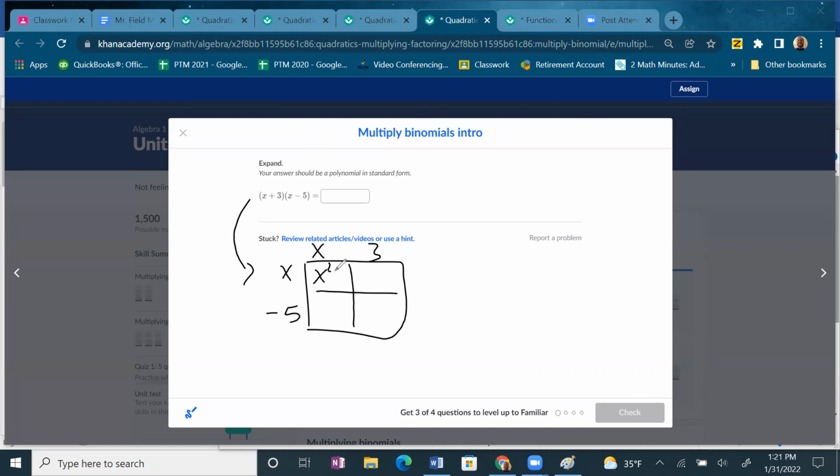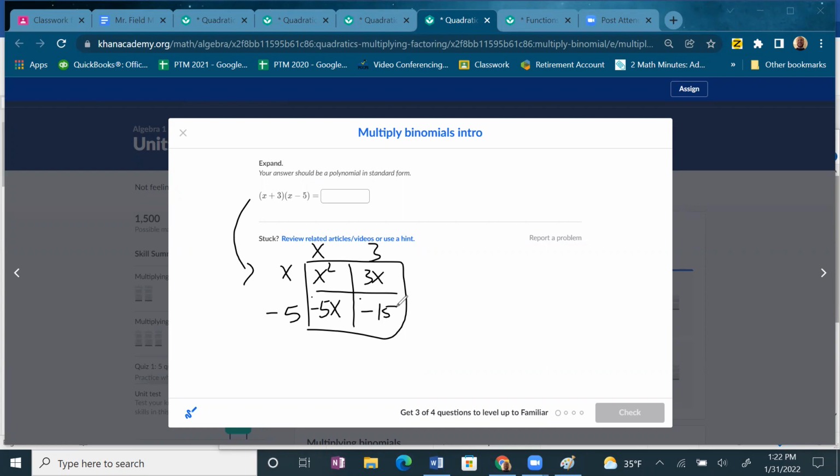This first box would be x squared. 3 times x is 3x. This box is negative 5 times the x on top. And this last box is negative 5 times 3, which is negative 15.